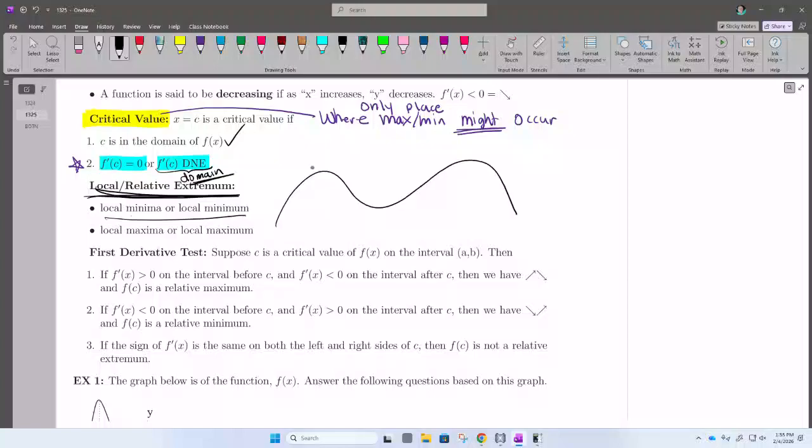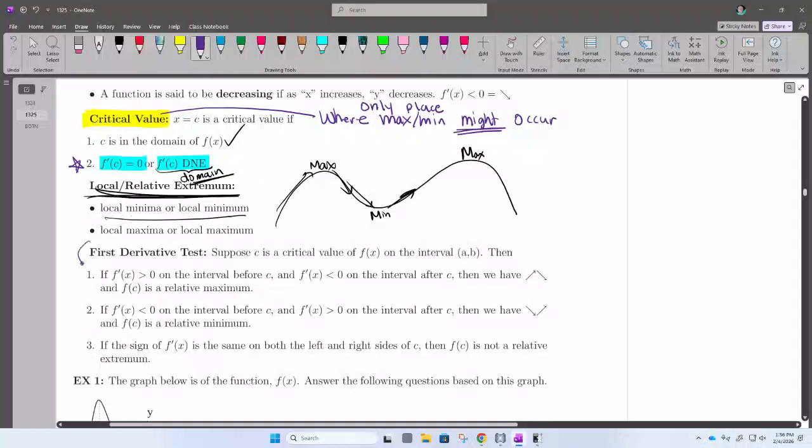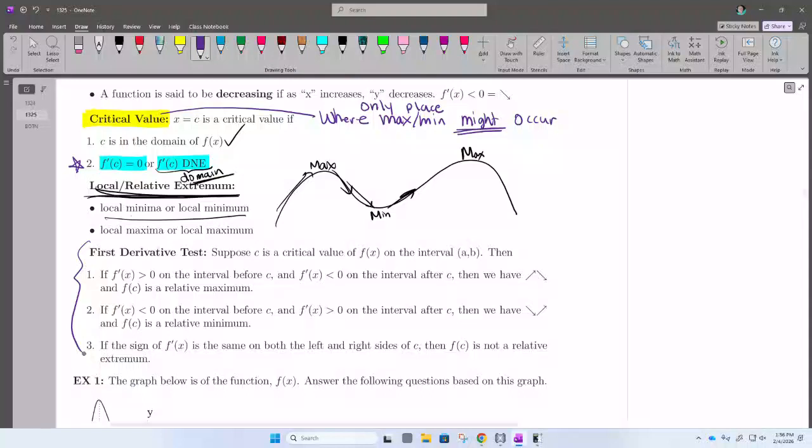So we got a function going on. Every time you have a mountain peak here, that's a maximum. It goes up on the left and down on the right. So we have two local maximums here and a local minimum here because it goes down and then up. So we're going to be finding our critical values, and then we're going to be applying the first derivative test to those, which I will explain as I go along.